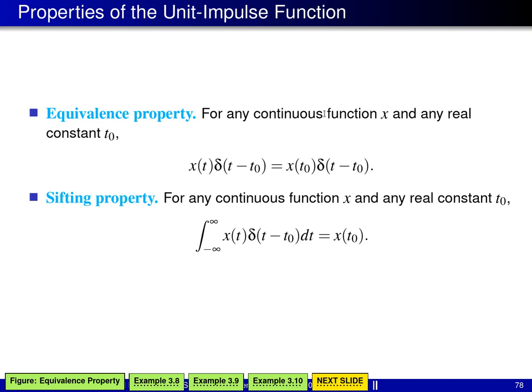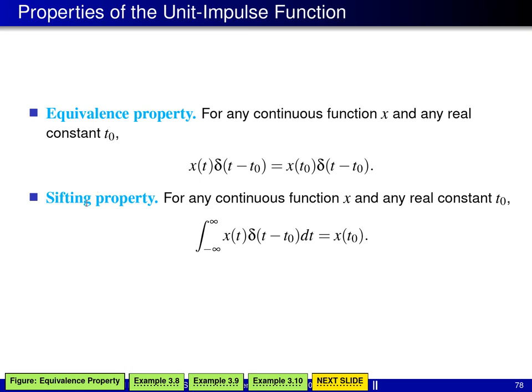What it says is for any continuous function x and any real constant t0, the following identity, this one here, holds. If you compare the left and right hand side of this equation, the only difference is on the left hand side we have a t, and on the right hand side we have a t0. So effectively what this is saying is we can change this t on the left hand side to a t0, or vice versa. It makes no difference because the left and right hand side are equal.